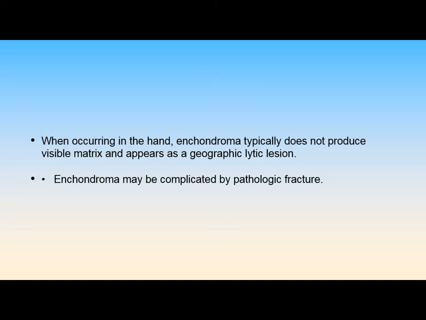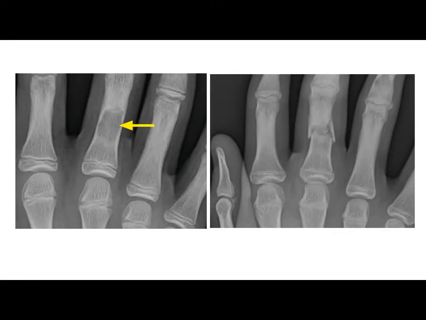This is what I said. In the hand, it appears as a lytic lesion, not sclerotic. And in fact, the most common presentation of enchondroma is pathological fracture. Usually it is not diagnosed, as it is asymptomatic.